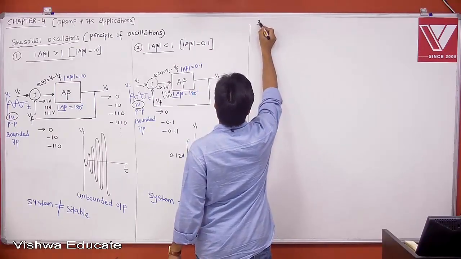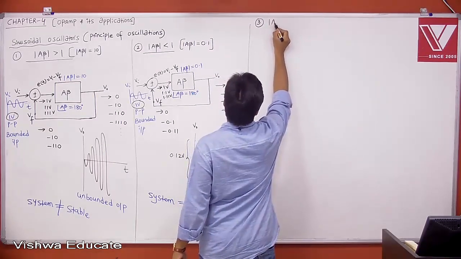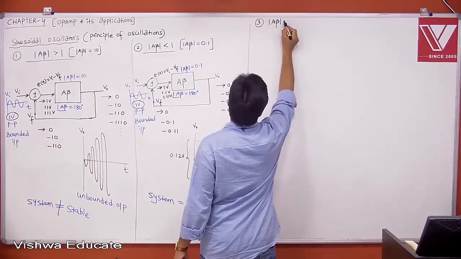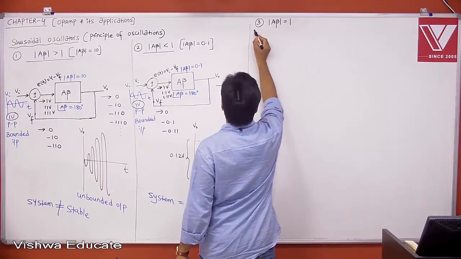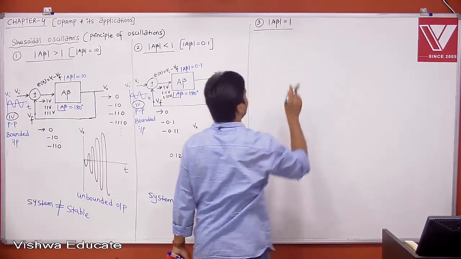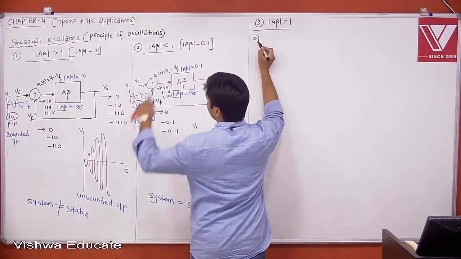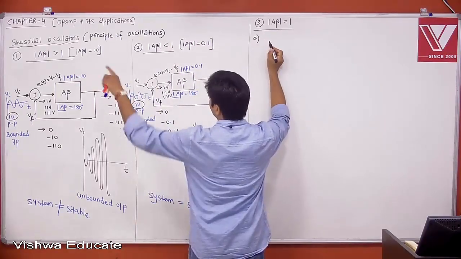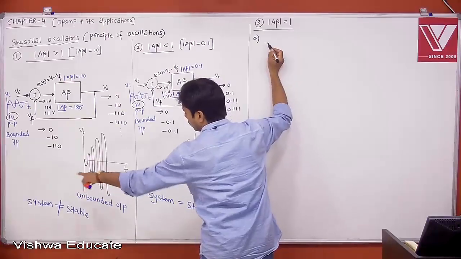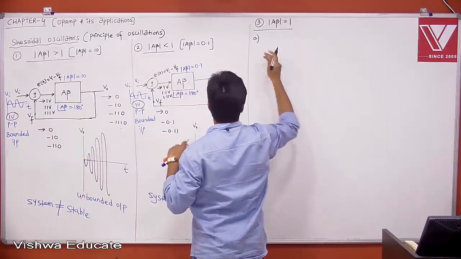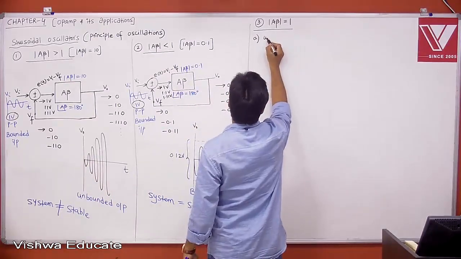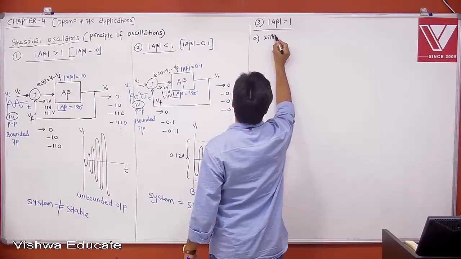Now case 3, mod A beta is equal to 1. What is the example? That itself is 1. In that case, I can say case A. These are all case A's only, whatever may be. Whether case A or case B, the observation I told will not change. That part I'll explain when I complete this. Case A is with input.